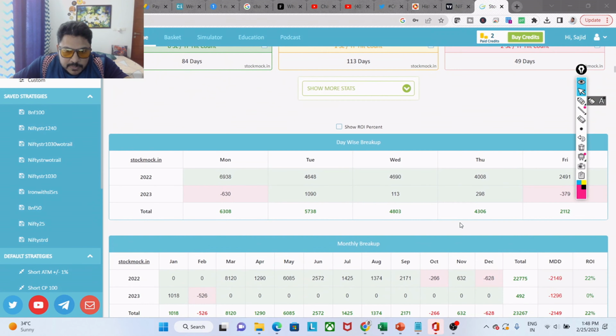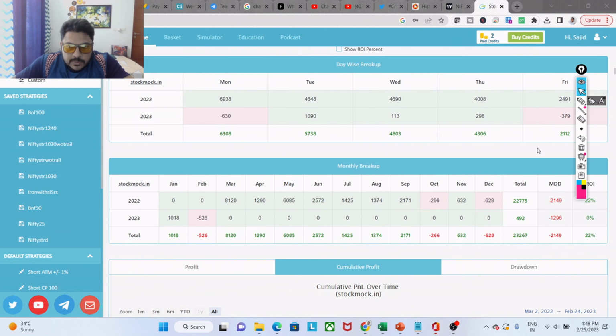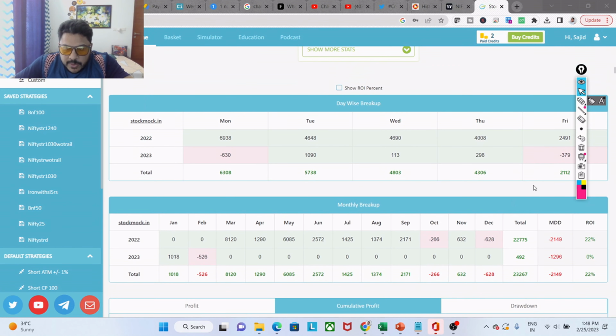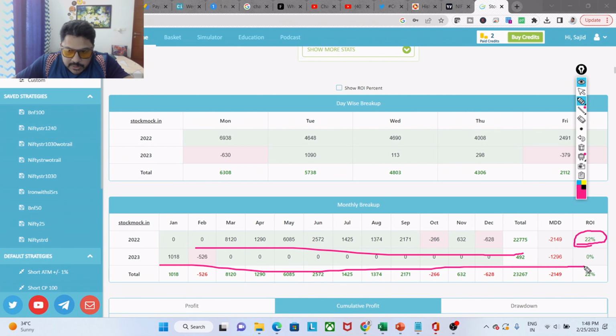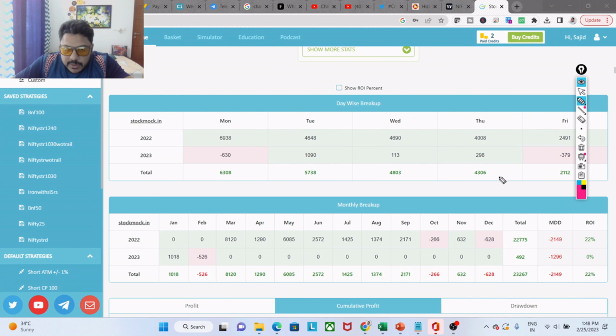Now looking at the numbers, Mondays profit, Tuesdays, Wednesdays, Thursdays, Fridays also profitable in 2022, but not in 2023. Okay, then if you stop trading on Fridays, maybe you'll be able to have a better number. What is the return on investment in 2022? 52% you have returned. In 23 we haven't got any return, so you can stop trading on Fridays and see what will be the result.